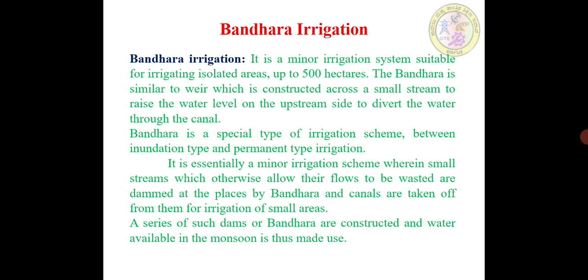It is something like a river canal system, that is direct irrigation. Bandara is a special type of irrigation scheme between inundation type and permanent type irrigation. It is essentially a minor irrigation scheme wherein a small stream which otherwise allows its flow to be wasted is dammed at places by bandaras, and canals are taken off from them for irrigation of small areas. A series of such dams or bandaras are constructed and water is made available in the monsoon to the crops.